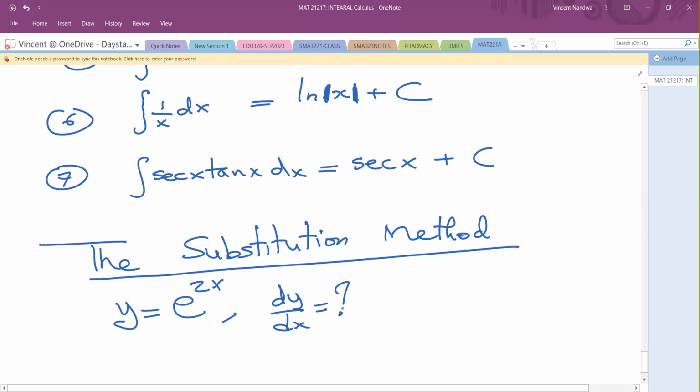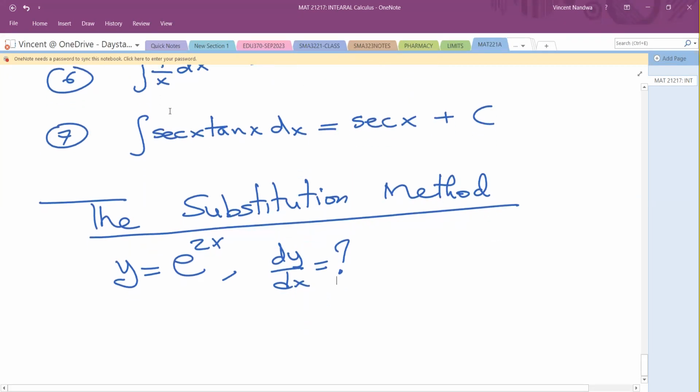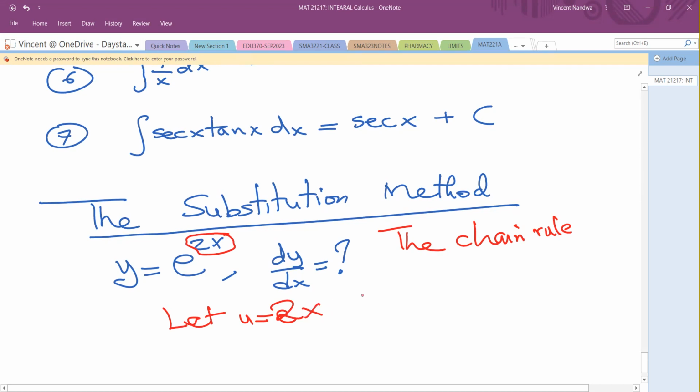Which method do you use to differentiate that? So let me remind you, but remember, after this, go and review your work in differential calculus. Here we use what we call the chain rule, where you are going to fix this to be u. So we say let u be the power 2x, and so y will be e power u.